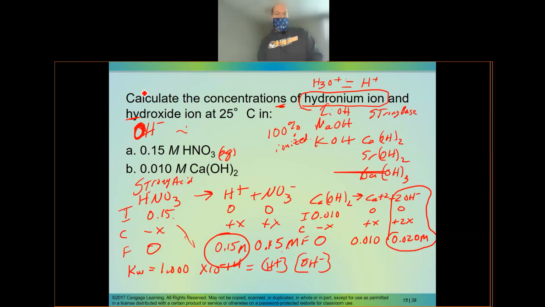All right, so I'll go up here and write 1 times 10 to the minus 14. I'm going to give everything to 2 sig figs when I'm done, because the problem has 2 sig figs in it. My H plus is 0.15 for part A. I need to know what my OH minus concentration is. So you just get your calculator and you divide both sides by 0.15.